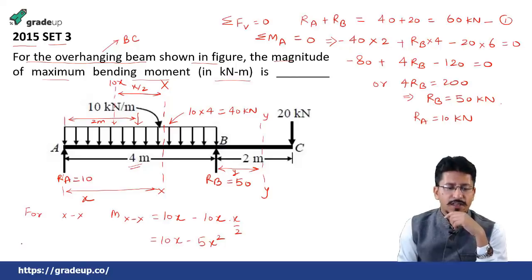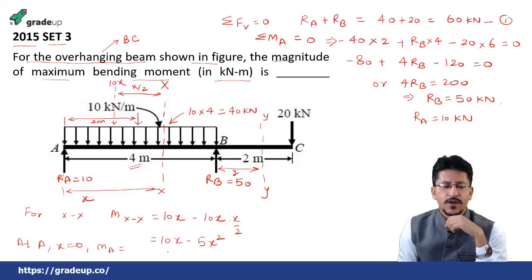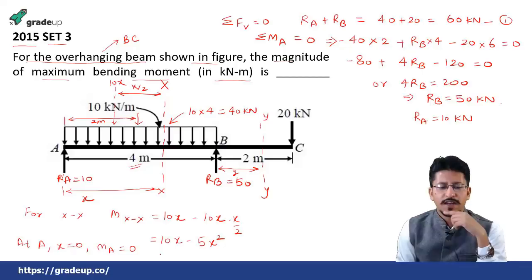Then you have to see at the point A, x equal to 0. So the moment at A will be equal to how much? Substituting x equal to 0, you will get 0. And at B, x equal to 4. The moment at B will be equal to how much? 10 into 4 is 40, minus 5 into 16. Okay, this will be minus 40. So at A it is equal to 0, at B equal to minus 40.